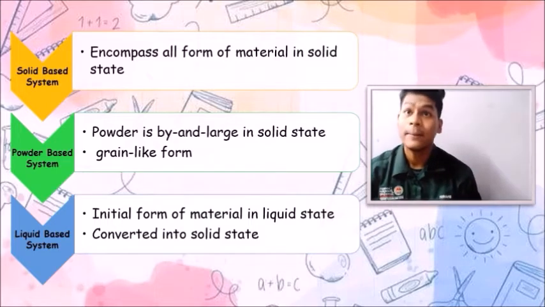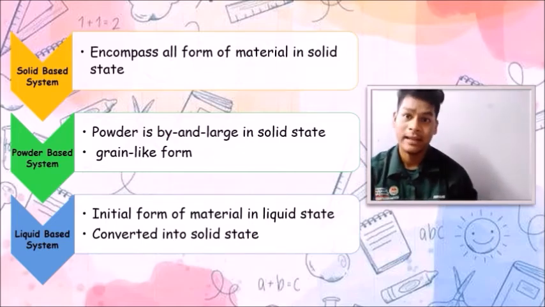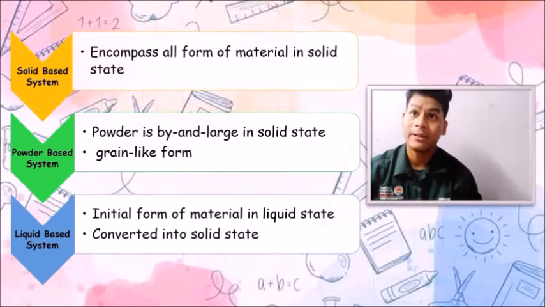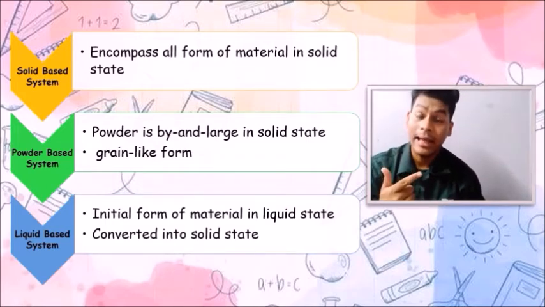Solid-based systems are meant to encompass all forms of material in a solid state. In this context, the solid form can include the shape of a wire, a roll, and a laminate.